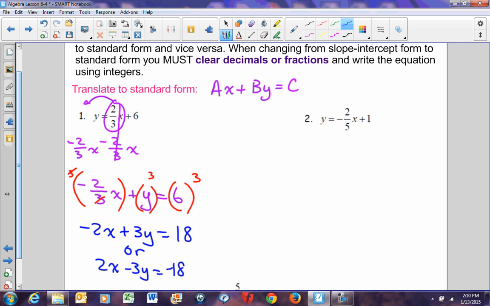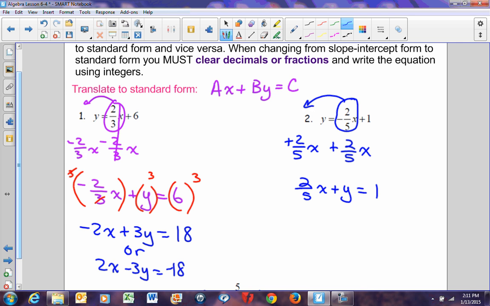Let's look at number 2 here. If I needed to get this in standard form, I need to take the -2/5 x and move it to this side of the equation. So I'm going to add 2/5 x because I have to do the opposite of what they did to it. So I have 2/5 x plus y equals 1.